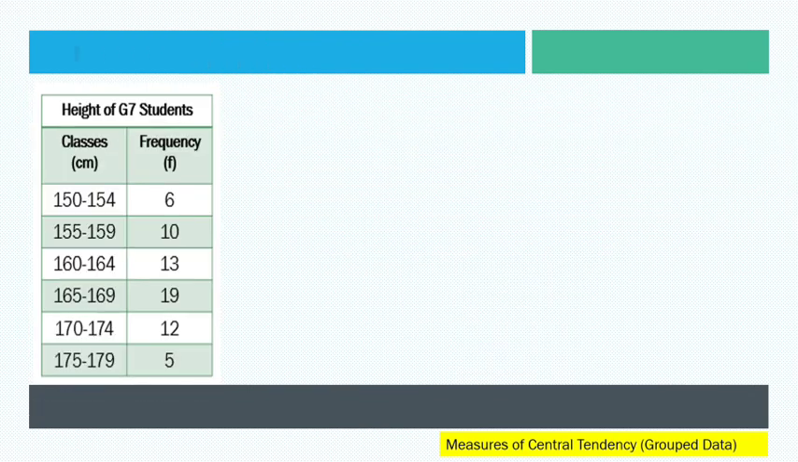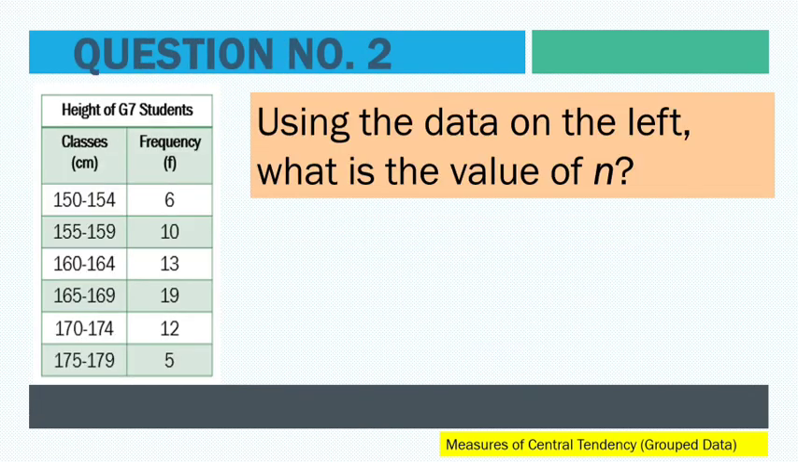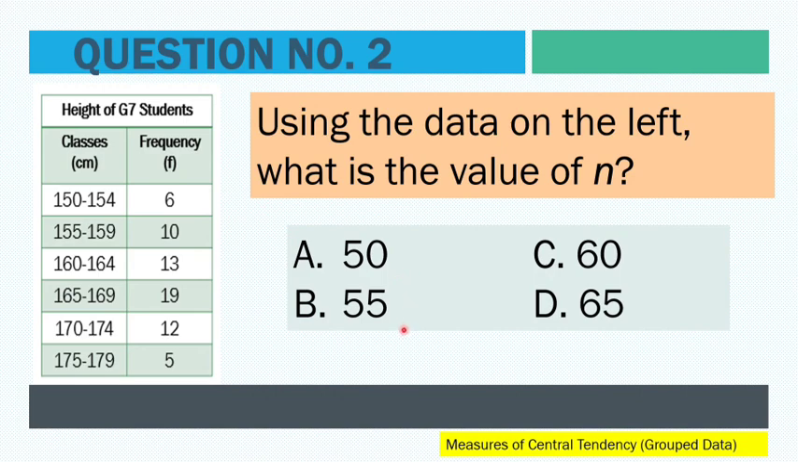Question number 2. Using the data on the left, what is the value of n? So here, we have the heights of grade 7 students, the classes, and the frequencies. Is it A, 50, B, 55, C, 60, or D, 65? Again, you have to get the value of n. Go!